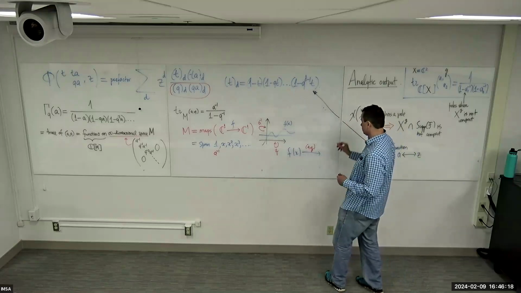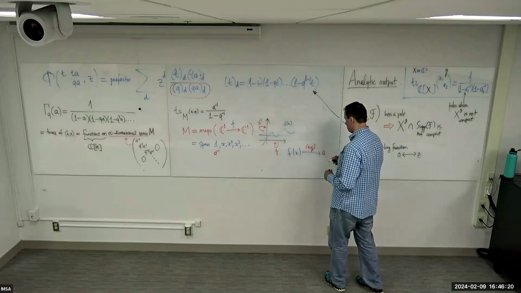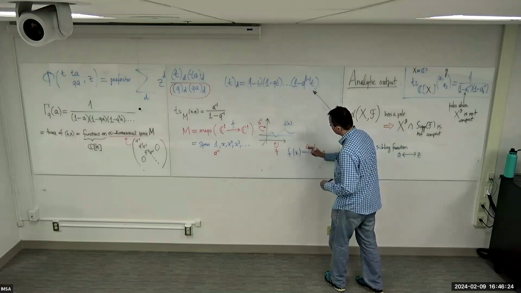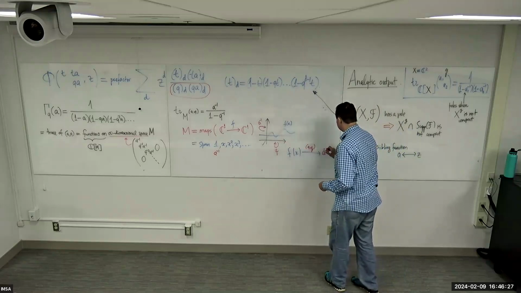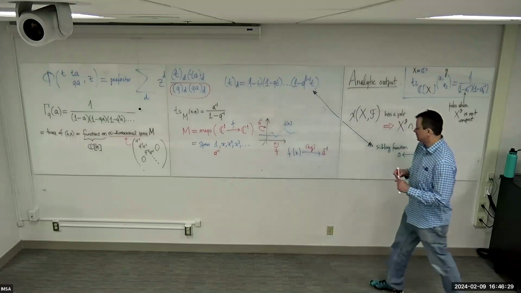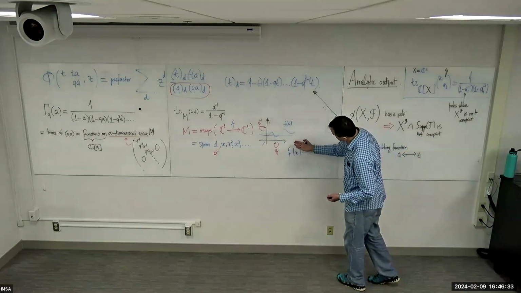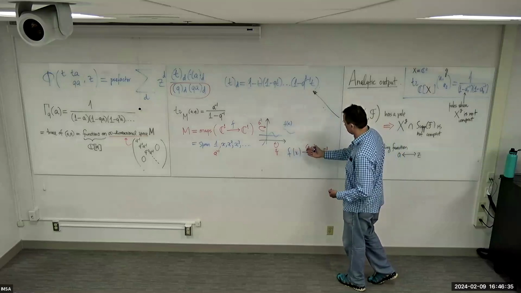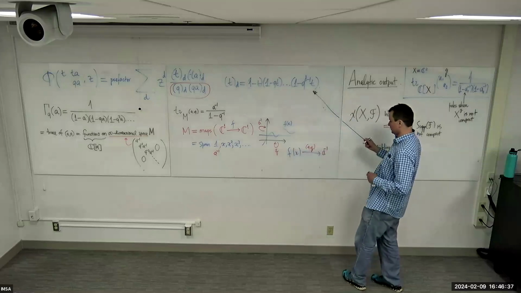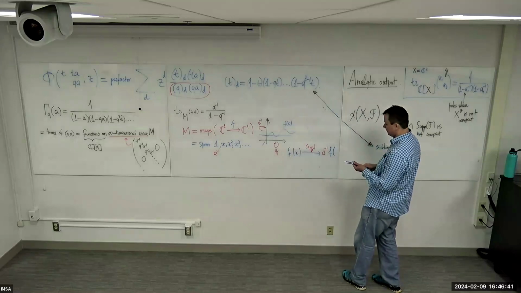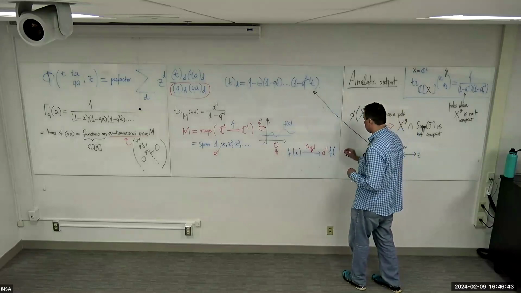So A acts on the target, so it's post-compose. In the target of the function, I just multiply by whatever I have to multiply. Then I take the function, and in the domain I have to act by the inverse.